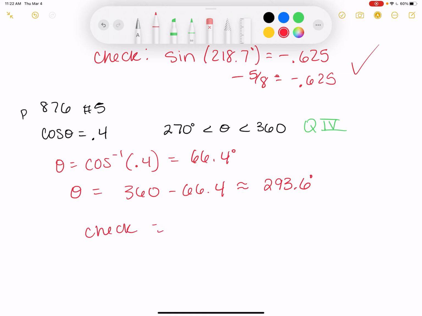Okay, you can check it again. Cosine of 293.4 is equal to what? 0.4. Is this regular cosine or inverse? Regular cosine, because we're just checking the value that we just found.